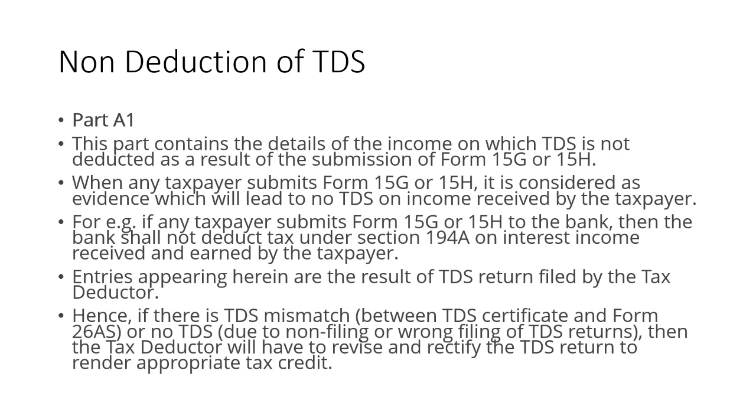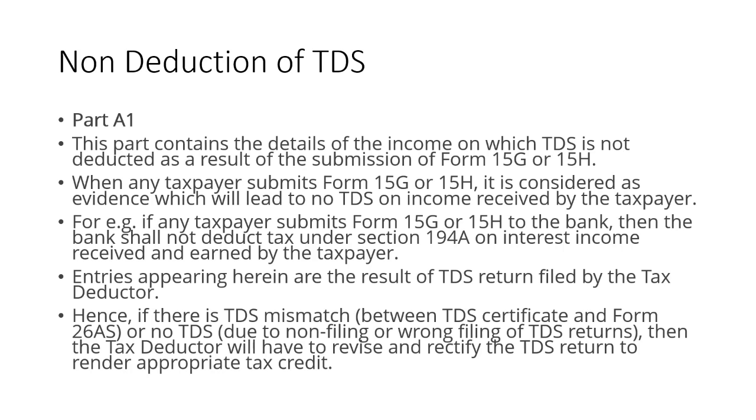Then non-deduction, what will happen? Part A1 is there in the 26AS. It will show you also in 26AS. This part contains the details of the income on which TDS is not deducted as a result of the submission of Form 15G or 15H. Normally, what will happen? The persons who deposit money in the bank submit the forms, 15G for the persons who are below the age of 60 years and 15H for the purpose of senior citizens.